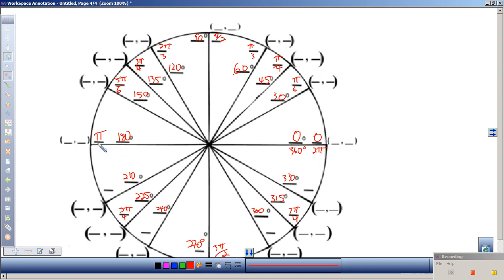Then you have 6 pi over 6, which is pi, and then 7 pi over 6, 8 pi over 6, which is 4 pi over 3, 9 pi over 6, which is 3 pi over 2, 10 pi over 6, which is 5 pi over 3, and 11 pi over 6. So 5 pi over 6 would be right here, then 7 pi over 6, 4 pi over 3, 5 pi over 3, and then 11 pi over 6. There are all the angles.